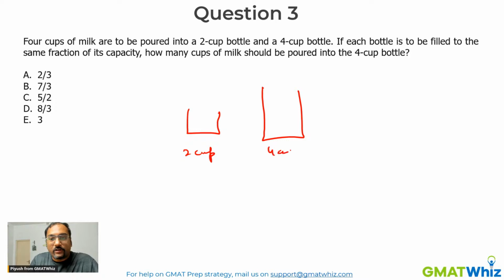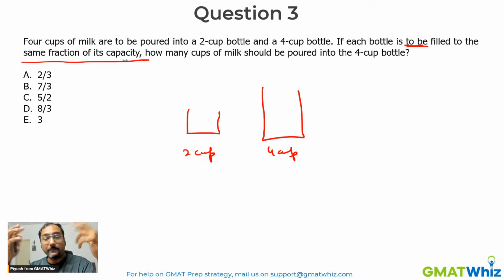2-cup bottle, 4-cup bottle. Now, if each bottle is to be filled to the same fraction of its capacity. Now, if I want to fill both the bottles to its brim, the 2-cup bottle will hold half the amount of milk compared to the 4-cup bottle, right? That's very obvious. And even if I want to fill them at half their individual levels, still the 4-cup bottle will always hold twice the volume of the 2-cup bottle, right? So what they are trying to do is fill these bottles in terms of absolute quantity of milk. The volume of milk in these bottles is going to be 1:2.